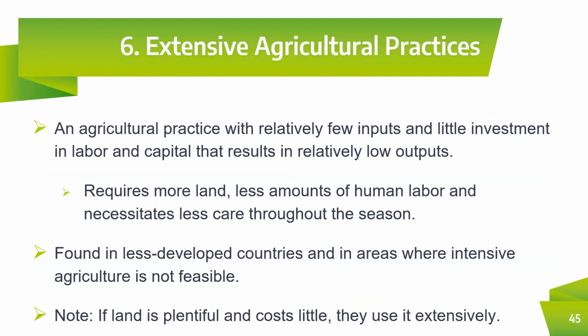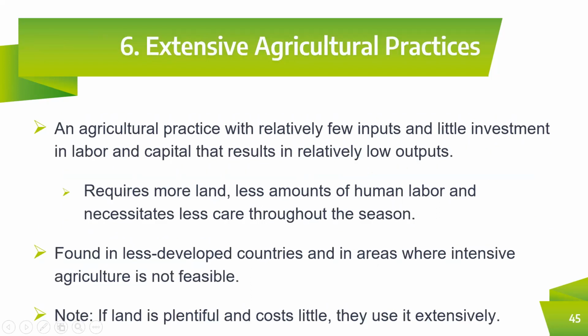All right, let's move on here. Extensive agricultural practices. So this is an agricultural practice with relatively few inputs and little investment in labor and capital, which results in relatively low outputs. So with extensive agricultural practices, it requires more land, a lesser amount of human labor, and necessitates less care throughout the season. So these practices are going to be found in less developed countries, and in areas where intensive agriculture isn't feasible. And another note there for you, if land is plentiful and costs little, you can assume it'll be used extensively.